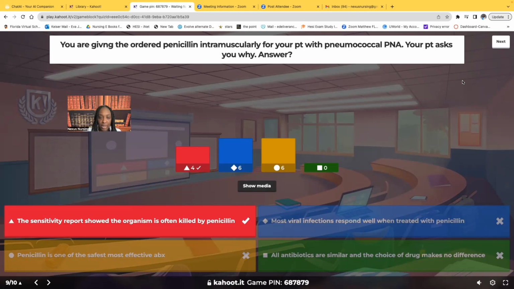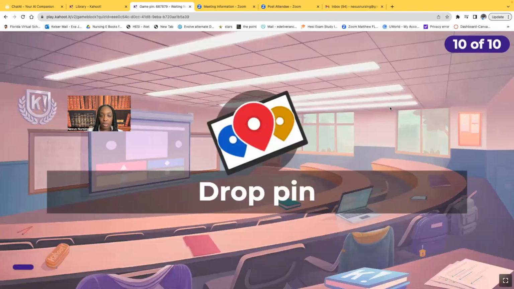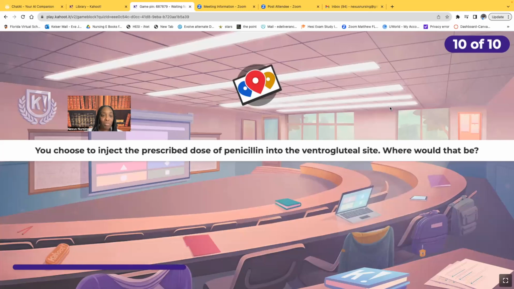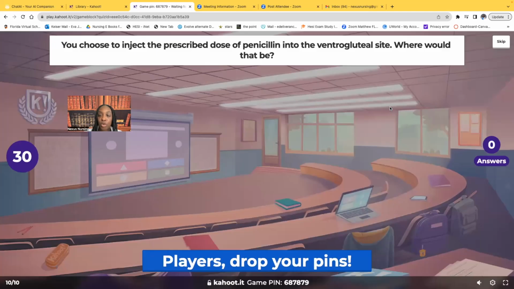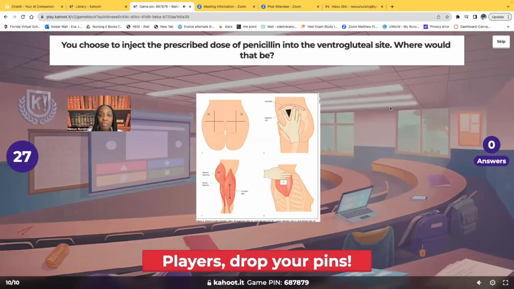And nobody chose all antibiotics are similar. Very good, very good. So anyway, I think you guys have a better understanding on the sensitivity report. Last question, guys, this was a very short Kahoot. This is a drop pin question. You choose to inject the prescribed dose of penicillin into the ventrogluteal site. Where would that be? Guys, take your mouse and drop a pin. I want to see if you know where you would administer this injection.